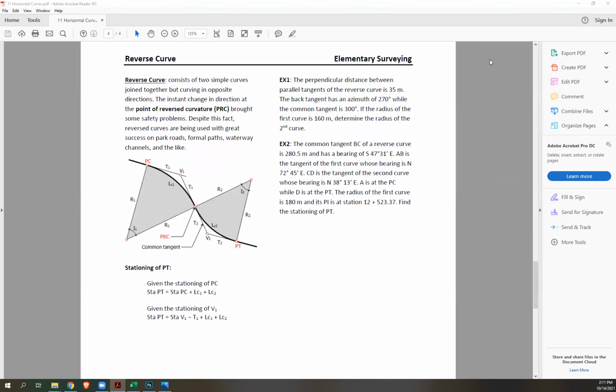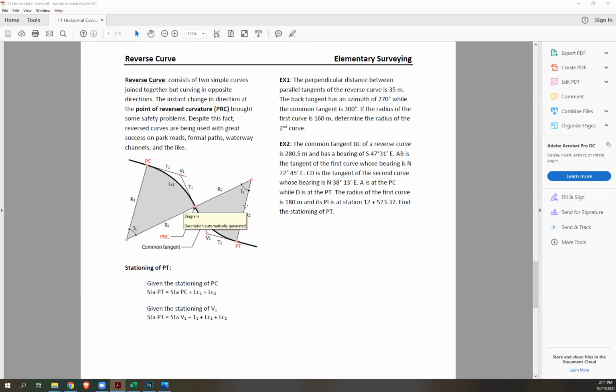Let's have some examples. Example 1. The perpendicular distance between parallel tangents of the reverse curve is 35. The back tangent has an azimuth of 270 while the common tangent is 300. If the radius of the first curve is 160, determine the radius of the second curve. Okay, we're given azimuths, meaning we can draw this properly. So the back tangent is this. It's the back tangent of the first curve. Forward tangent is this, the forward tangent of the second curve.